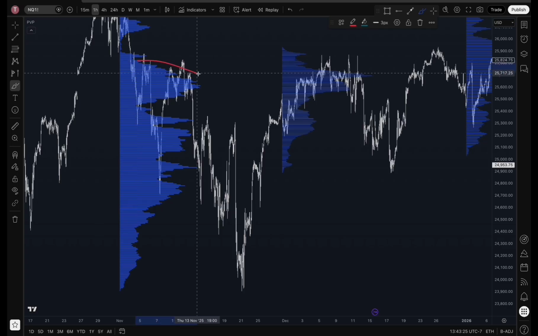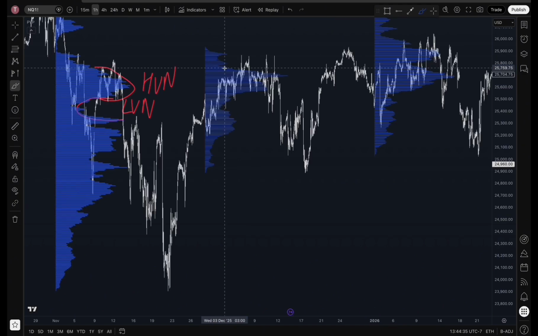So we have high volume nodes, as I already described. We have low volume nodes right here. So that's going to be your low volume node, LVN. And this is going to be a high volume node, HVN. And then you have a high volume node here. You have a low volume node here. Another high volume node here. Essentially a low volume here.